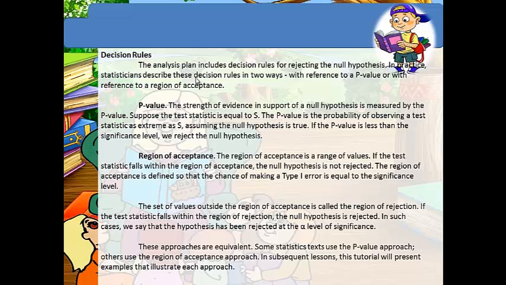The next one that guides the decision rule is the region of acceptance. The region of acceptance is a range of values. If the test statistic falls within the region of acceptance, the null hypothesis is not rejected. The region of acceptance is defined so that the chance of making a type 1 error is equal to the significance level. The set of values outside the region of acceptance is called the region of rejection. If the test statistic falls within the region of rejection, the null hypothesis is rejected. In such a way, we can say that the hypothesis has been rejected at the alpha level of significance.